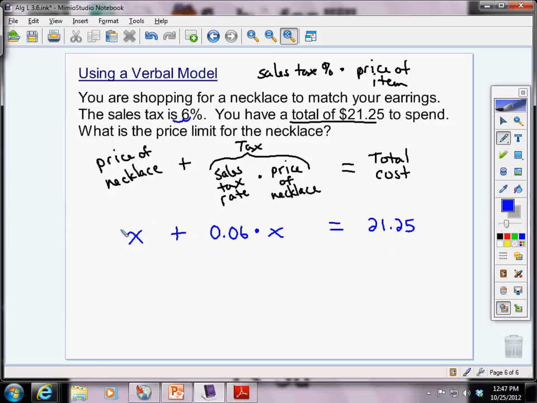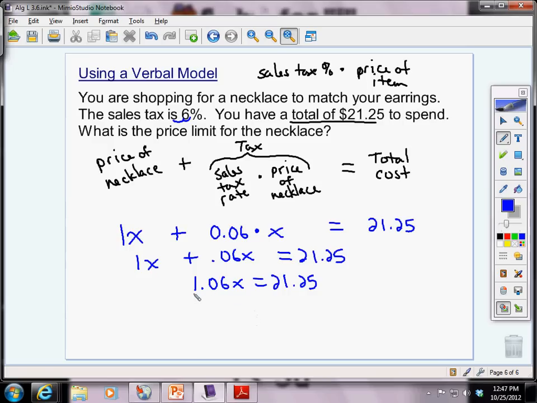Now keep in mind that this actually represents 1x, and this is 0.06x. So when we go to solve, we can combine our like terms. These are both x terms. If you want to write it as 1x plus 0.06x equals $21.25, if that makes it a little bit easier, when you add our like terms, that just becomes 1.06 times x equals $21.25. And now we have a simple equation to solve.